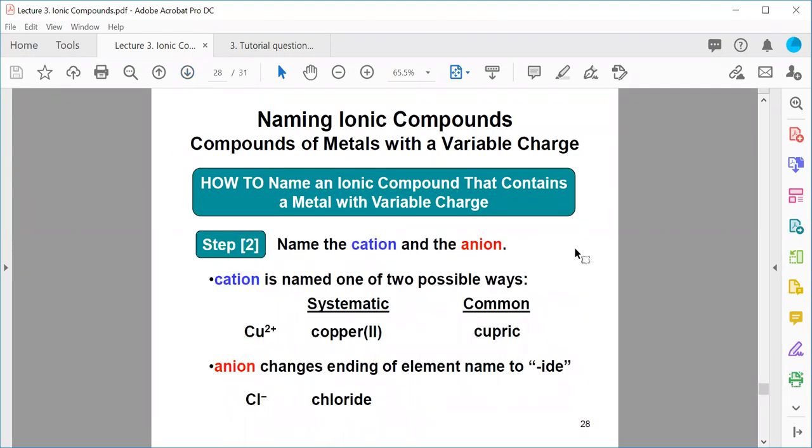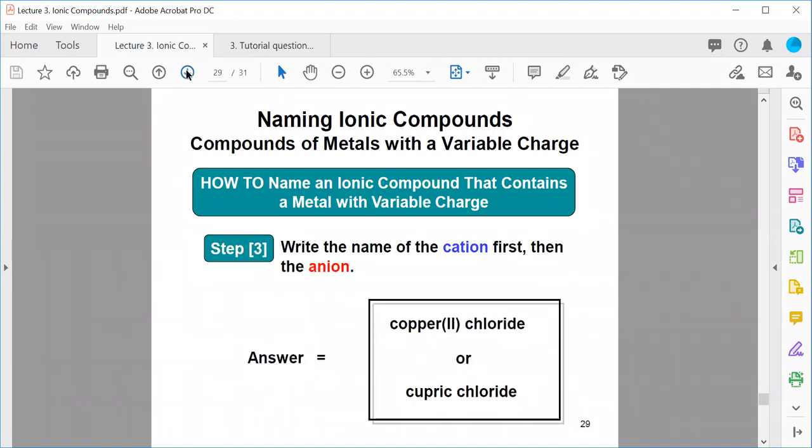All right, name the cation and the anion. Because copper is one of those variable charged elements, we can use either the systematic naming system, which gives us copper 2, or the common naming system, which gives us cupric. And then don't forget with the anion, the end of the name changes to "ide". So chlorine, when it's charged, becomes chloride. All right, write the name of the cation first, then the anion, and the answer is copper 2 chloride or cupric chloride.